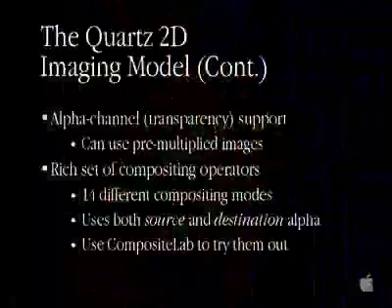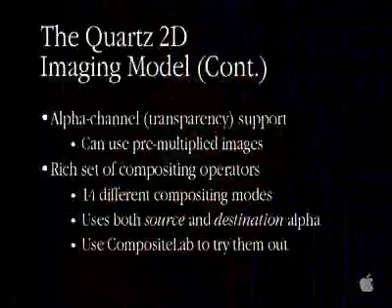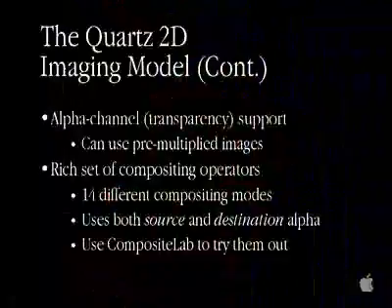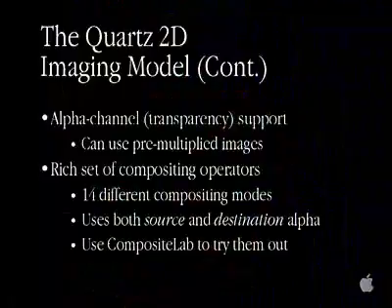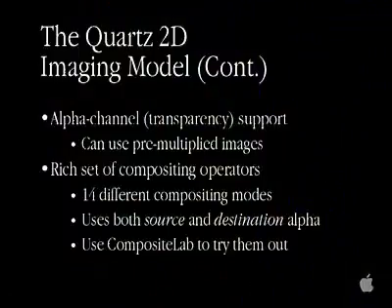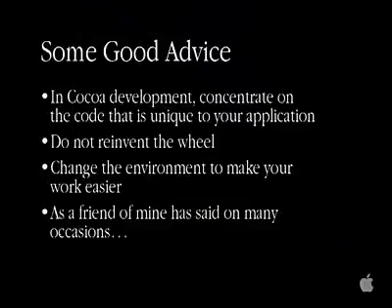The original Porter Duff paper on compositing had 12. We invented 2 more. We care about both the source and the destination alpha, and I'll show you the benefit of that in the demo coming up. And there's a program in your developer applications, examples, AppKit folder called Composite Lab that you can use to try out all of these different compositing modes and see which one does what you need. Isn't that amazing?